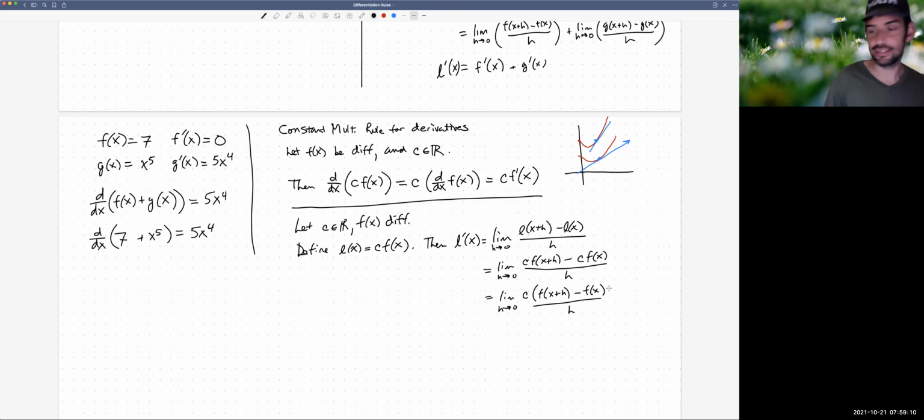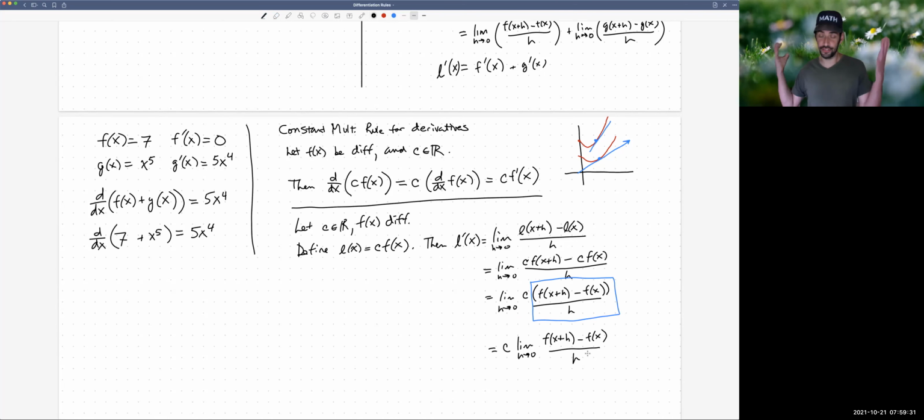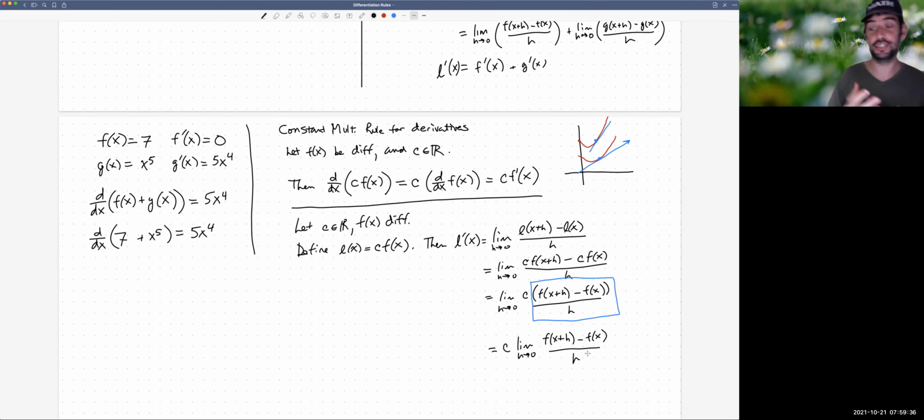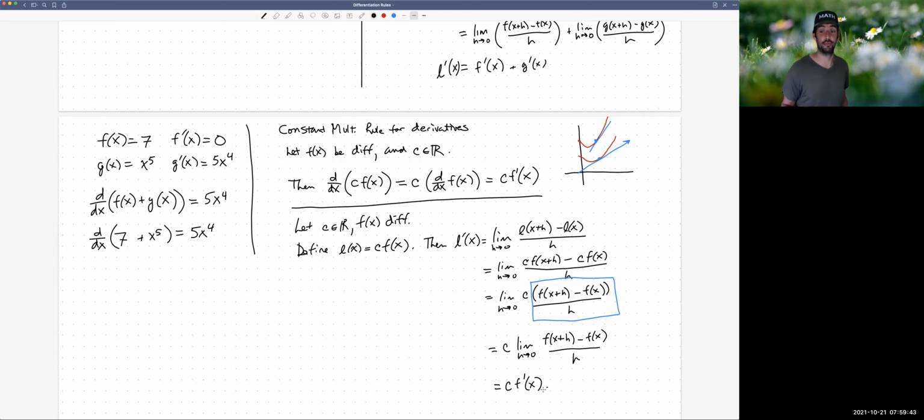Now, we have a constant times a function, right? C times this thing. We have a limit law that tells us that those constants can slip out in front of the limit. And so we're left with f of x plus h minus f of x over h. And then, of course, what is this thing I'm staring at? The limit as h goes to 0 of f of x plus h minus f of x over h. That's the derivative of f. We assumed that f was differentiable. And so we get c f prime of x.